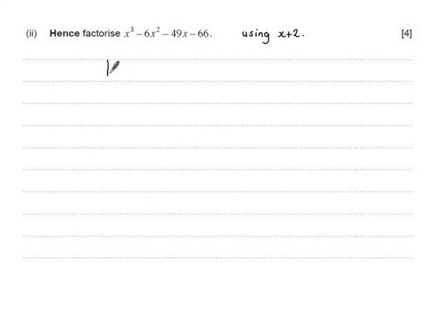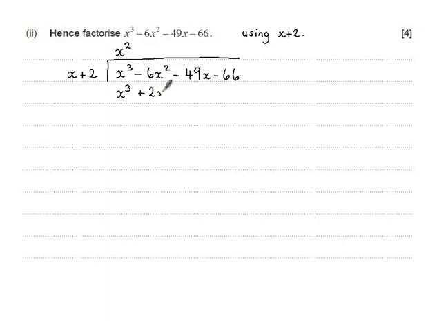So bus stop down, polynomial on the inside, x plus 2 on the outside, and divide. We know we're going to get 0, we've shown that it's a factor, but we have to do this to get our quadratic on the top. So x cubed divided by x gives you x squared, and times out. X squared times x is x cubed. X squared times 2 is plus 2x squared. And subtract. So x cubed, take away x cubed is 0, minus 6x squared, minus plus 2x squared.